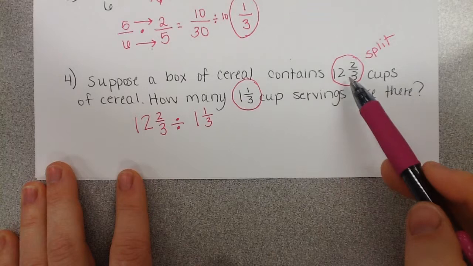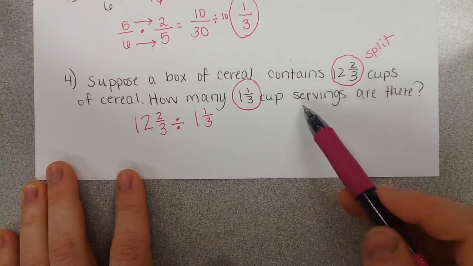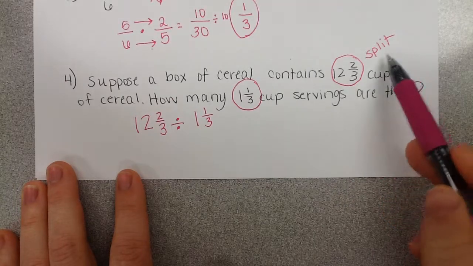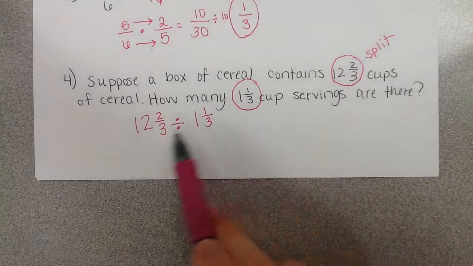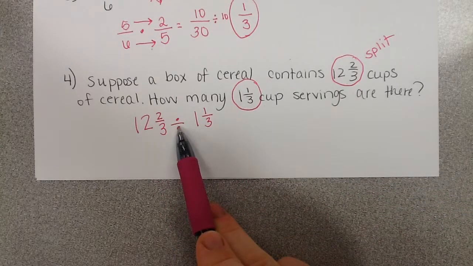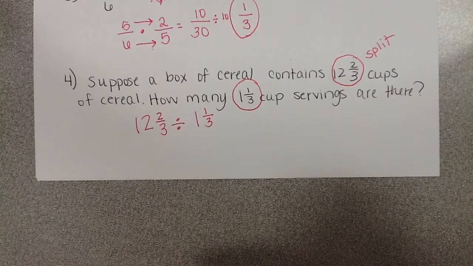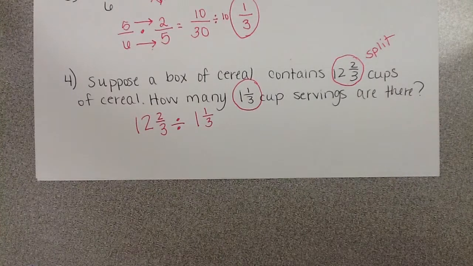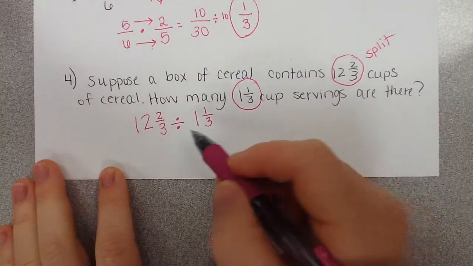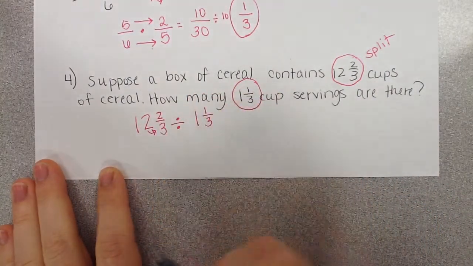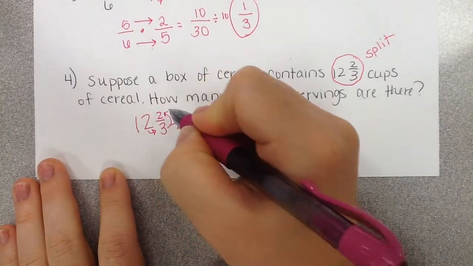So anytime you are taking an object, in this case our box, and splitting it up into equal sizes, or splitting it into our servings, that is a division problem. Taking our box, dividing it, or splitting it into this big of sizes. What's wrong with this that you see right away? We have two mixed numbers, so that's not going to work at all. So let's make them both improper. 12 times 3 is 36. Plus 2?